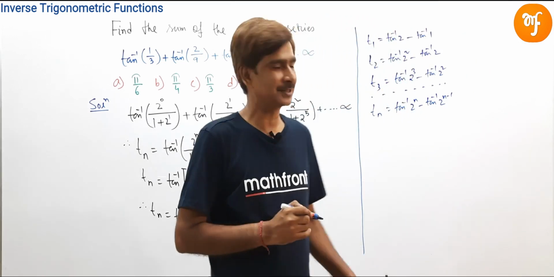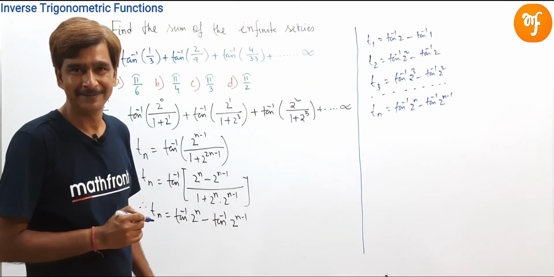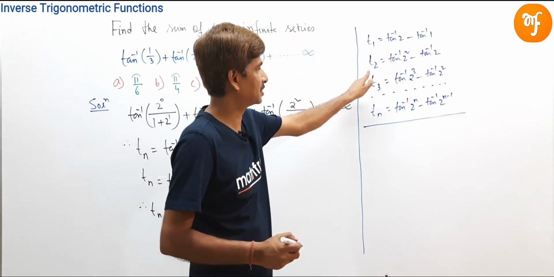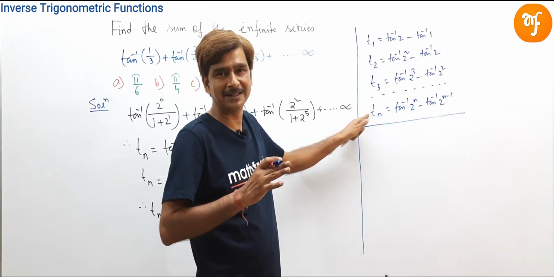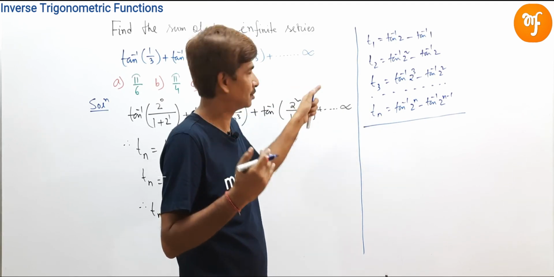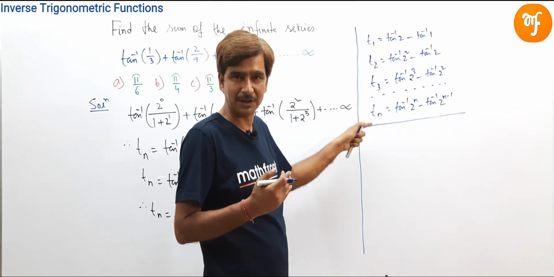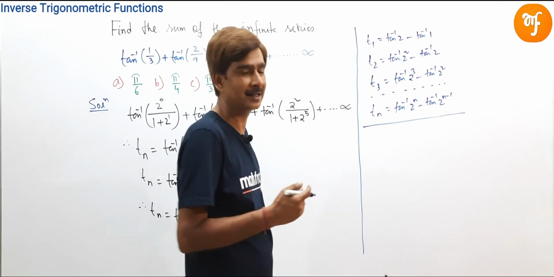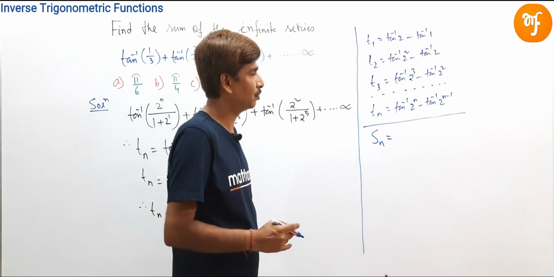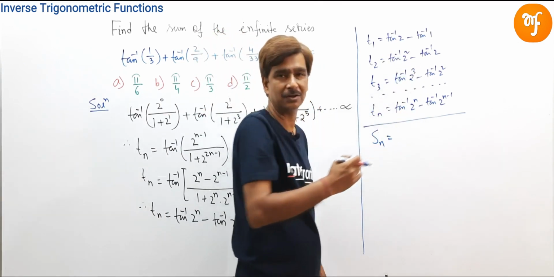Look, this is the style to solve. Now, if we add this, what we will get? T1 plus T2 plus T3 up to Tn. These are the terms of the series. So, if we add from T1 to Tn, what we will get? We will get the value of Sn. So, this is Sn. Now, we must add the right hand side also.